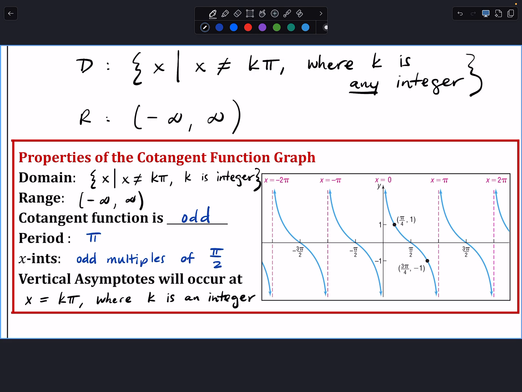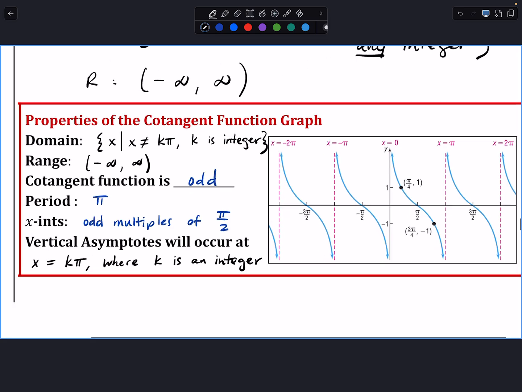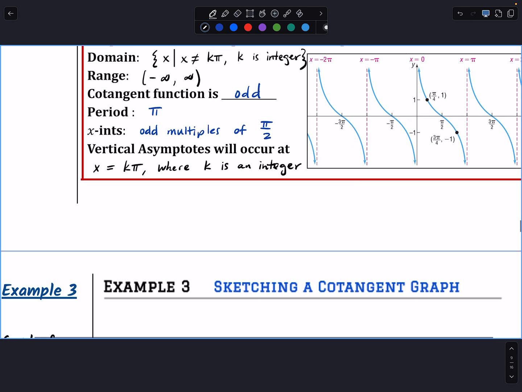Questions, comments, complaints, concerns, worries, frustrations, disappointments, highlights. Okay. Let's do one more example and then we'll see where we're at.